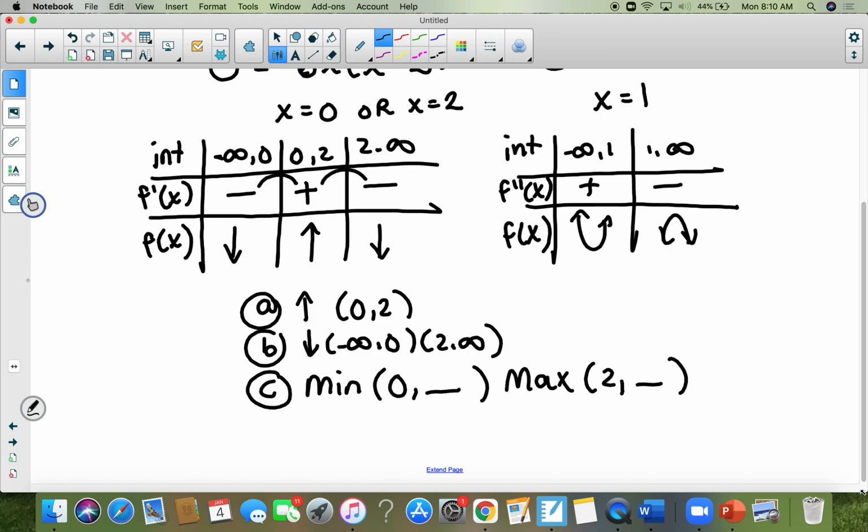And how do you figure out these? You plug 0 back into the original, you plug 2 back into the original. This is going to be a -3 when you plug 0 back in, and this is going to be 5 when you plug that back into the original.